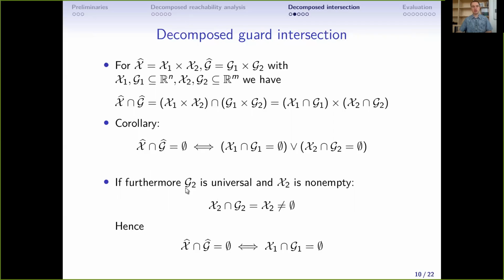And that's why I said we only need to look at guards in the constrained dimensions, because in the unconstrained dimensions, they are just universal. And we know by construction that X2, which would be the projection of a flow pipe, and a flow pipe is never empty. So we know that this assumption is also satisfied always.